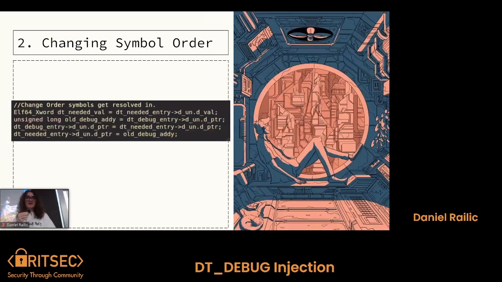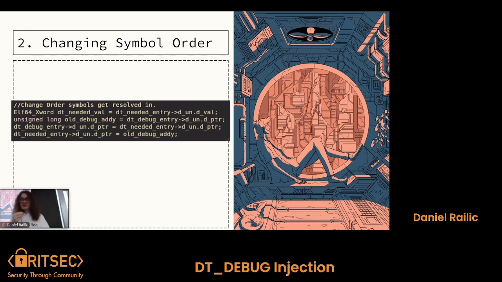Of course, pretty simple. And then you need to change the symbol order. First, we save the value of the DT_NEEDED one. We're pretty much just switching their addresses, right? So you save the address, you switch our debug address to the DT_NEEDED that we found earlier, and then we just change the value of the pointer, that is the address. So pretty much what you need to know is that our old DT_DEBUG entry is now being thought of as the DT_NEEDED entry.